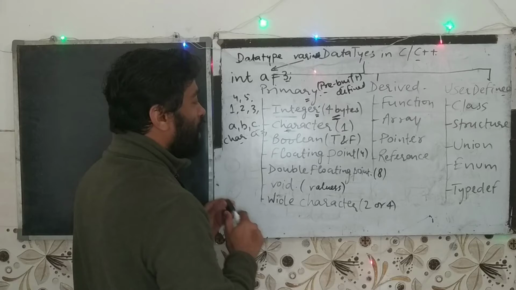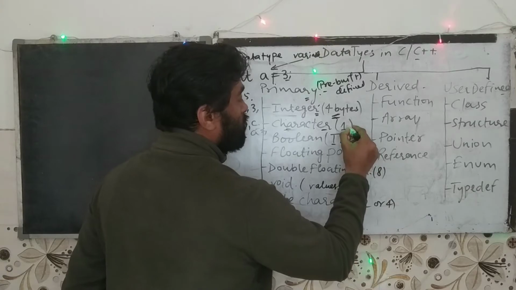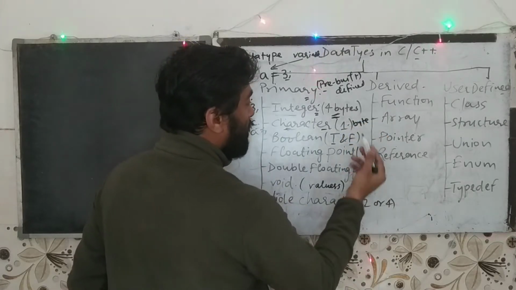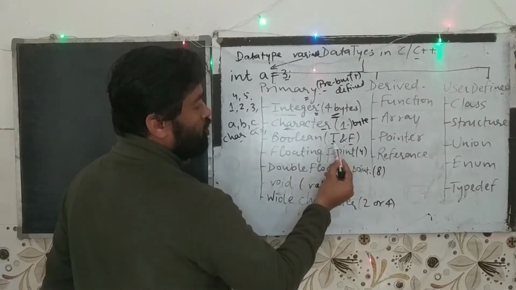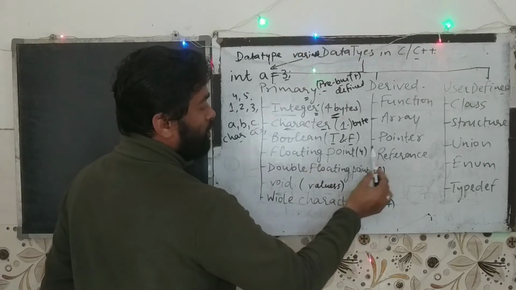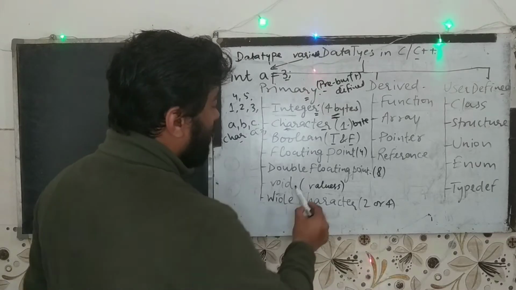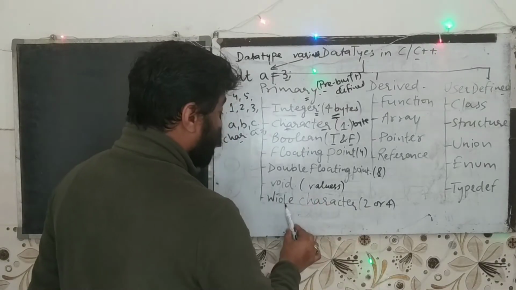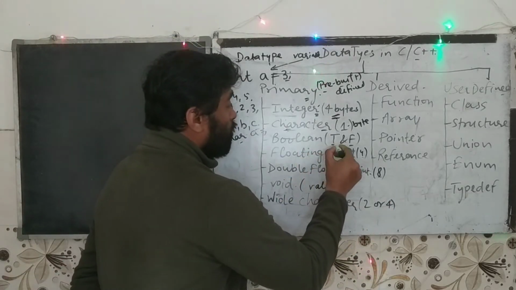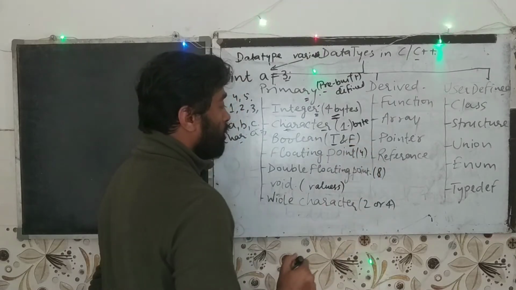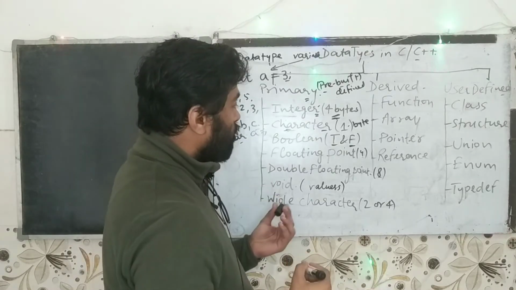So if you have Boolean values like true and false, I must say character will store 1 byte of data. I already mentioned that integer will store 4 bytes, character will store 1, Boolean will store true and false, floating point will store 4 bytes, double floating point will store 8 bytes, and void is valueless, and void character is 2 or 4 bytes. So if you use the Boolean data type, then you have to store true and false values. If your condition is true or if your condition is false, then you can use it to store these types of values.